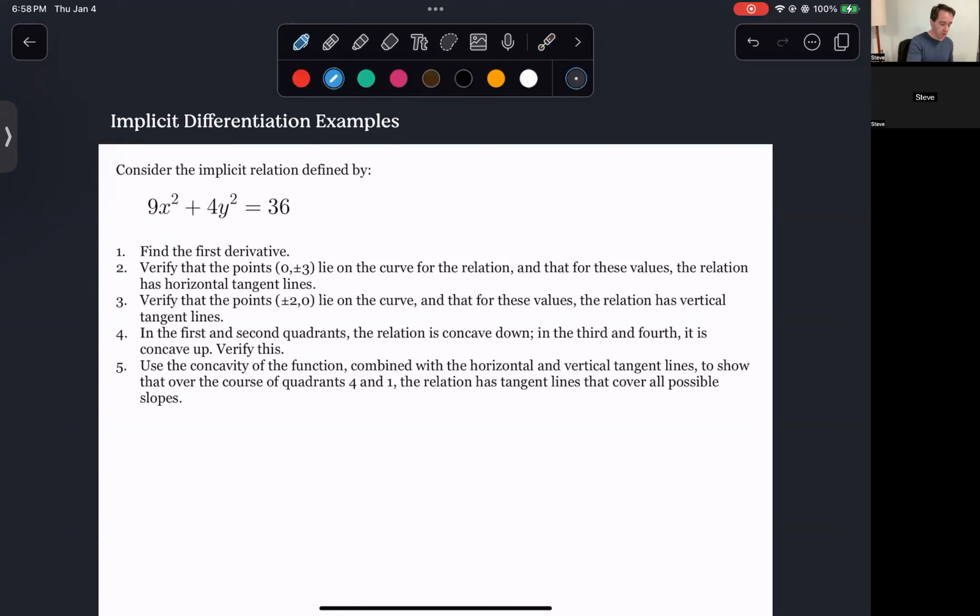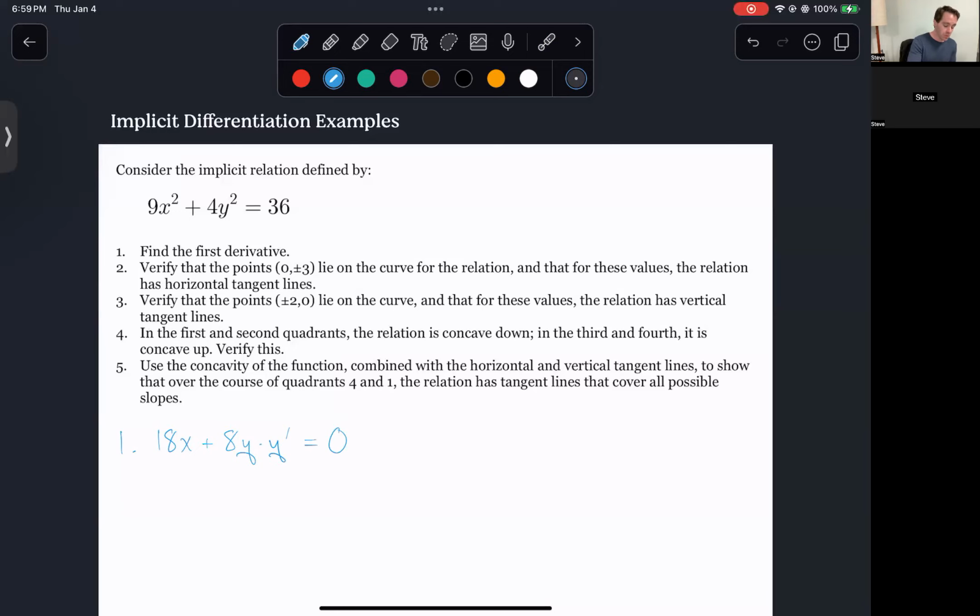So number one, we would get 18x, that is the derivative of 9x squared, plus, use the power rule first to get 8y, but then because of the chain rule, you must multiply by y prime. At all points during this problem and any others that you do with implicit differentiation, it's better to write y prime than dy dx because it takes up less space and you end up writing it over and over, so you may as well use the quicker version. So 8y times y prime. On the other side, you get 0 because that's the derivative of any constant.